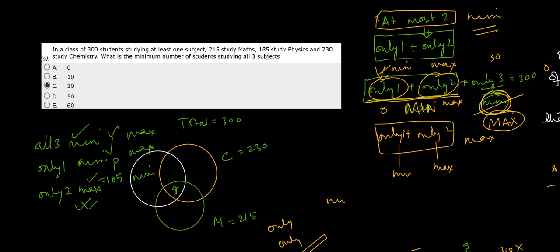When only 3 is maximum, only 1 is maximum and only 2 is minimum, right? So that means only 2 minimum is 0. Only 3 maximum we found out is 165, and only 1 maximum is 135. So the minimum value of at most 2 is 135.